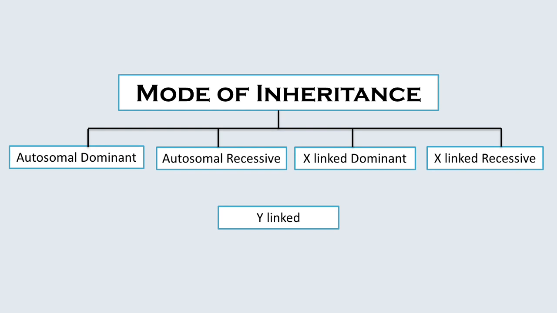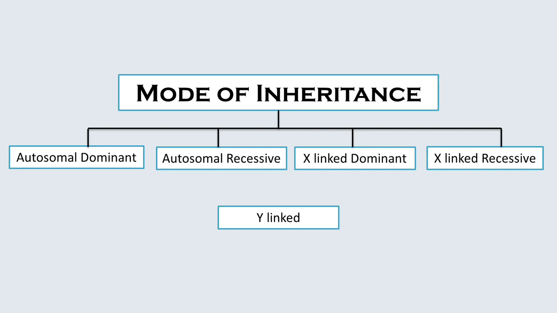So now we will look into the mode of inheritance. In the case of mode of inheritance, we see there are 5 modes of inheritance, that is the autosomal dominant, autosomal recessive, X-linked dominant, and X-linked recessive. And finally, we also have one more mode of inheritance, that is Y-linked inheritance. So basically, any trait that we study is mainly inherited with any one of these modes of inheritance.